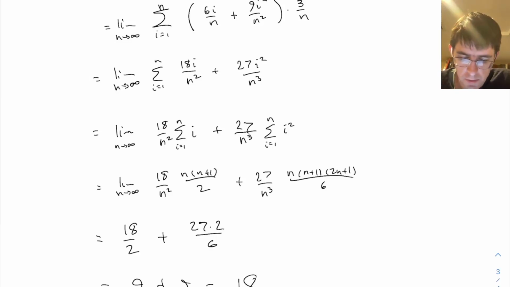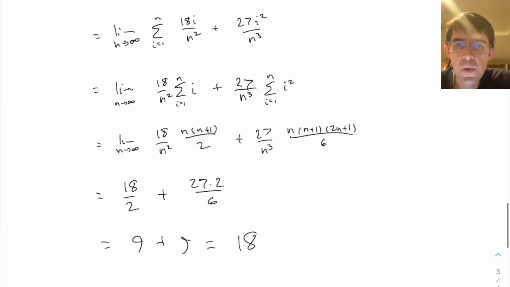All right, so that's a typical example of doing the Riemann sum. It's a lot of work, not especially hard. There's just a lot of little steps where it's easy to mess it up. Fairly mechanical, though.